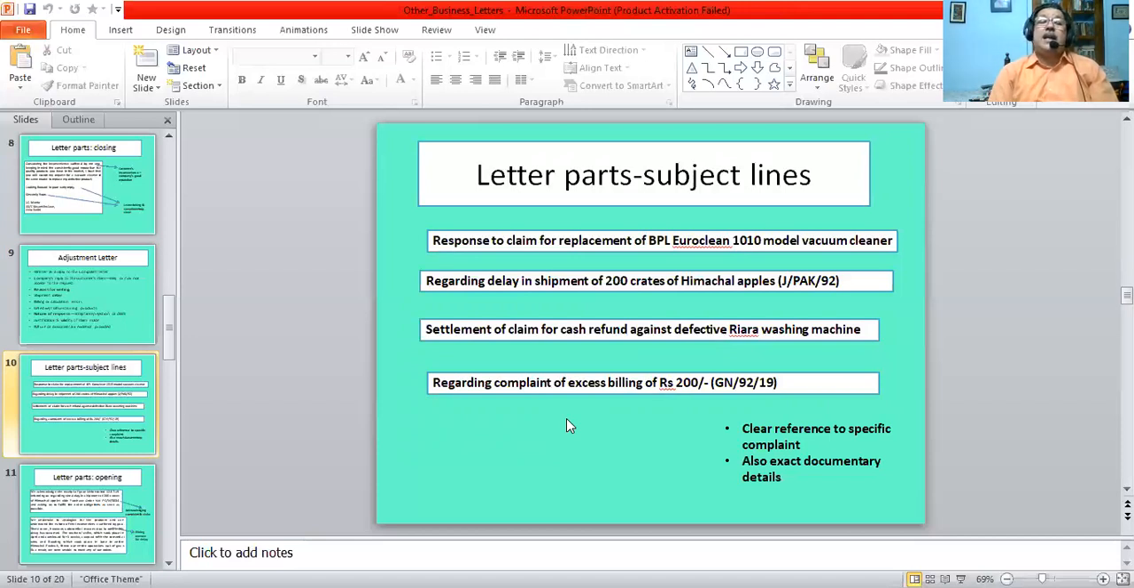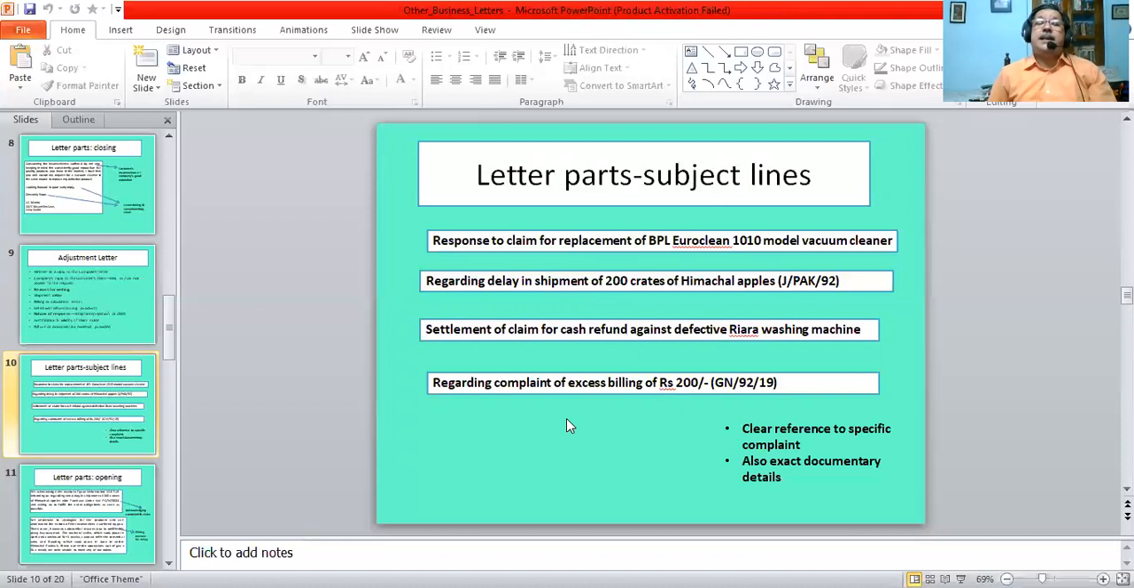GN92/19. Now, the first one is talking about a replacement claim about the malfunctioning vacuum cleaner. Okay, claim for replacement, it's mentioned clearly in the subject line, the nature of the claim.